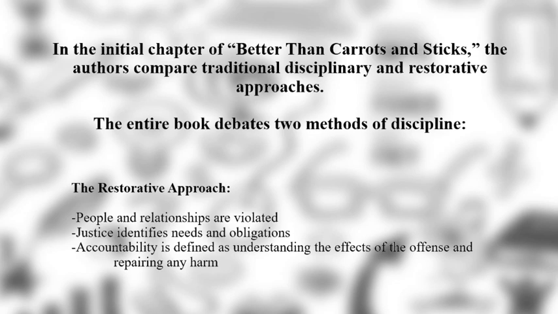In the initial chapter of Better Carrots Than Sticks, the authors compare traditional disciplinary and restorative approaches. The entire book debates 2 methods of discipline. In the restorative approach, people and relationships are violated. Justice identifies needs and obligations.